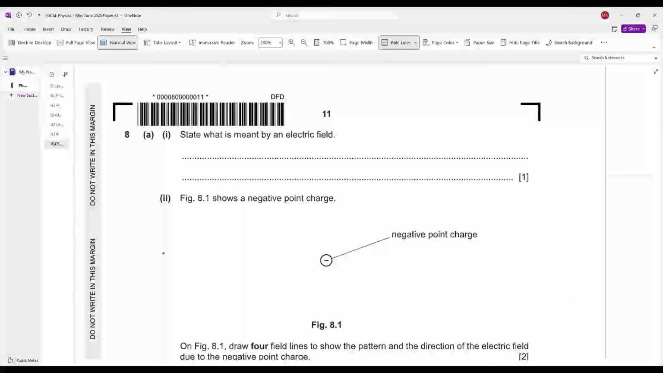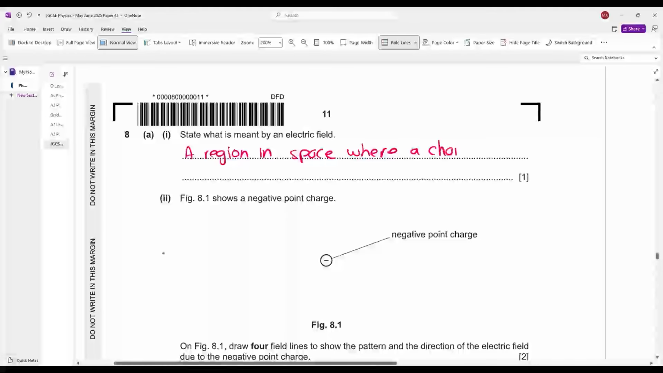State what is meant by an electric field. A region in a space where a charged particle experiences a force. Simple.